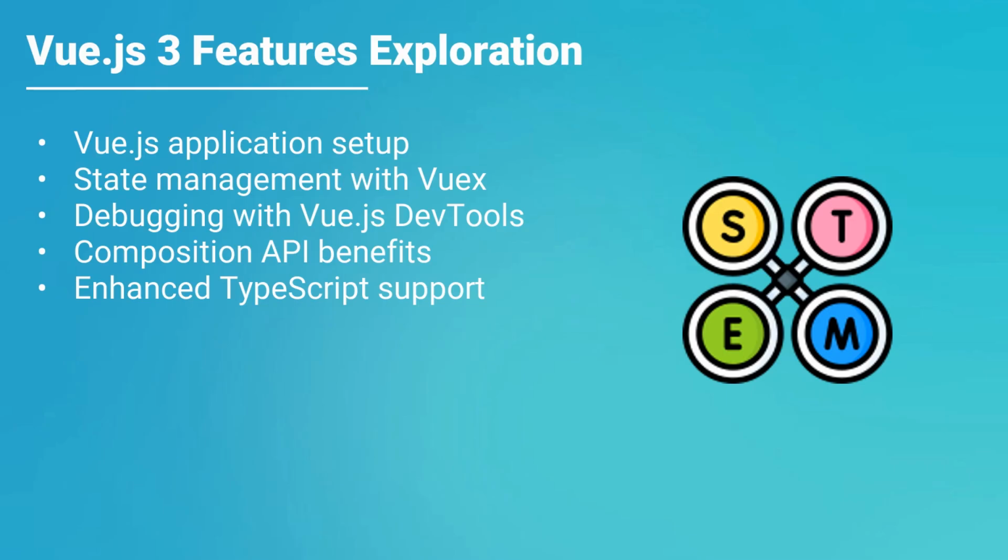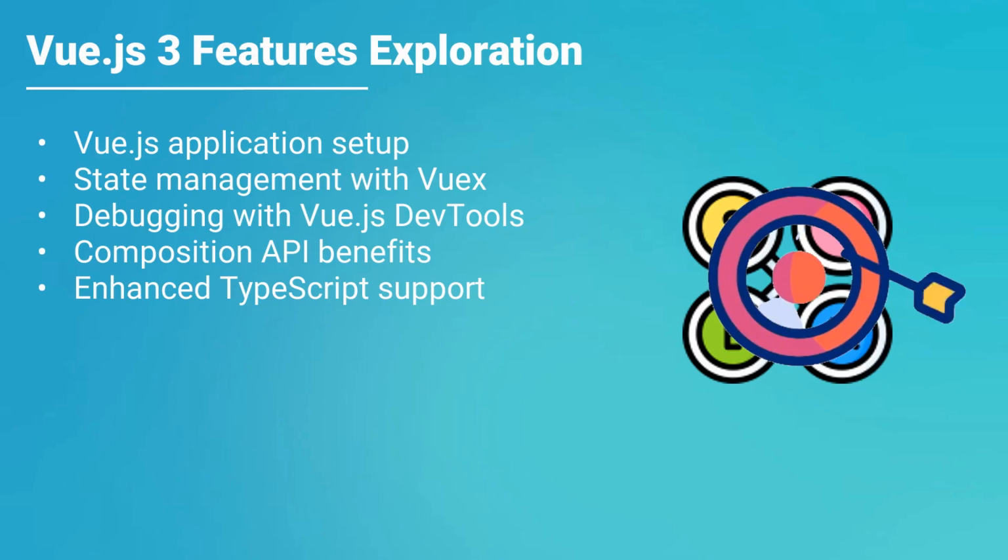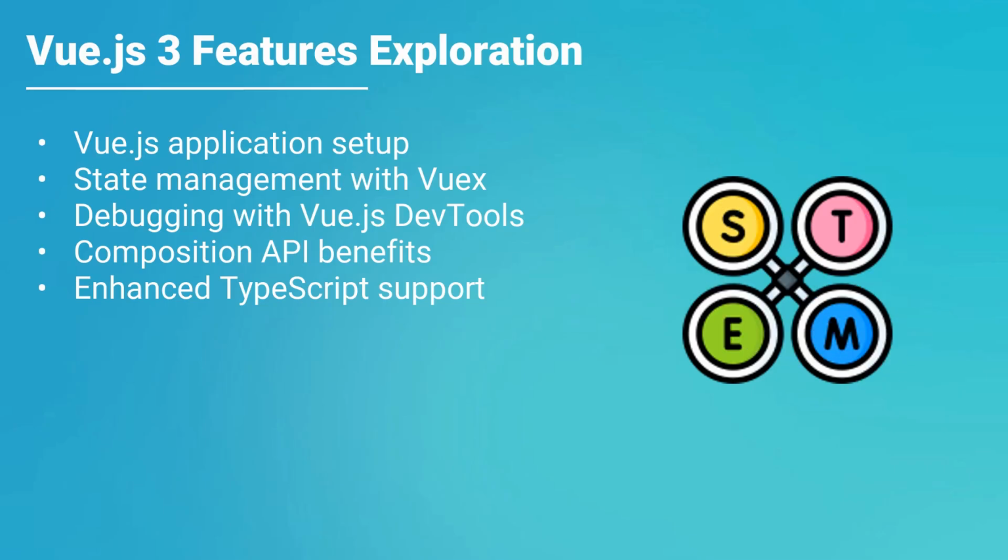Now, let's dive into some exciting features of Vue.js 3, particularly its composition API, and see how we can enhance our applications using these new tools. First, you'll notice the composition API allows for a more flexible way of organizing your component logic. Instead of grouping everything by options like data and methods, we can group related reactive state and functions together. This promotes better code readability and reusability.